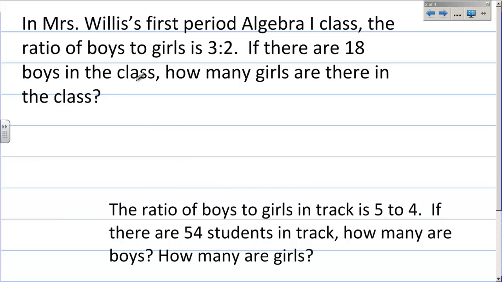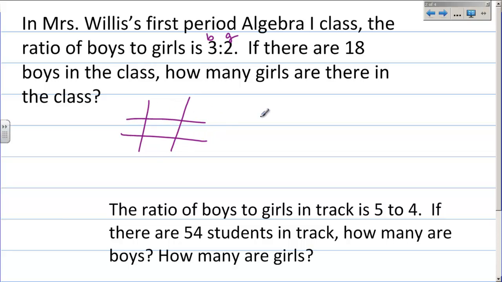All right, in Mrs. Willis's first period Algebra 1 class, the ratio of boys to girls is 3:2, which means there are 3 boys for every 2 girls. If there are 18 boys in the class, how many girls are there in the class? So we're trying to find out the number of girls. Hopefully you remember this from 8th grade.